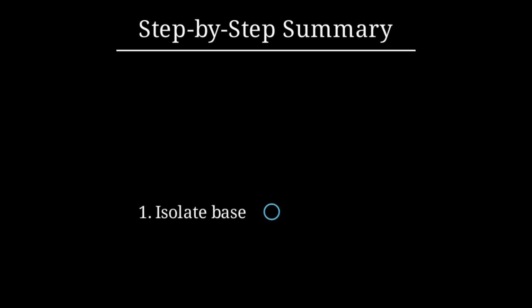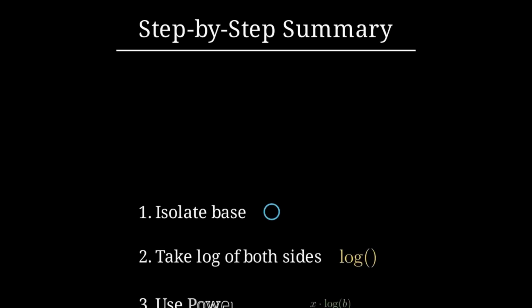To recap our algebraic strategy, first, isolate the exponential term. Second, apply a logarithm to both sides. Third, use the power rule to bring the exponent down. Finally, use basic algebra to solve for the remaining variable.